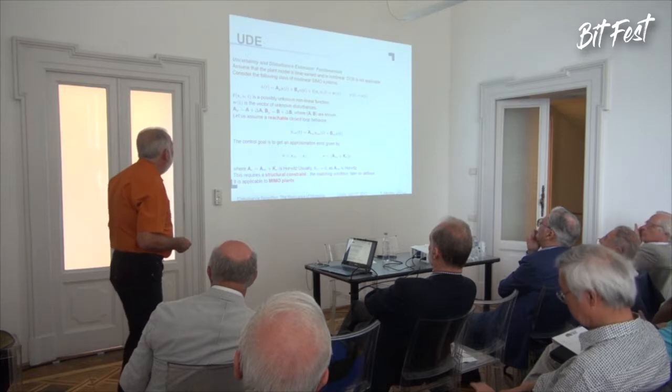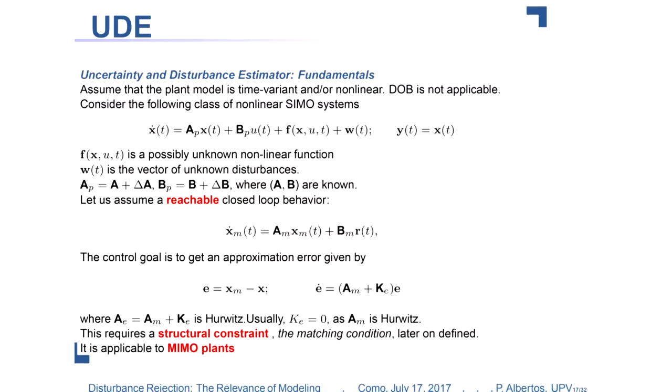Okay, let's move to another approach, which is the uncertainty and disturbance estimator. The proposers of this approach also say that this is fantastic and solves all the problems. But the main difference with the first approach is, first, it's stated in the state space form, but it allows for nonlinear terms. And then we assume that we want to find a control to reach this closed loop behavior.